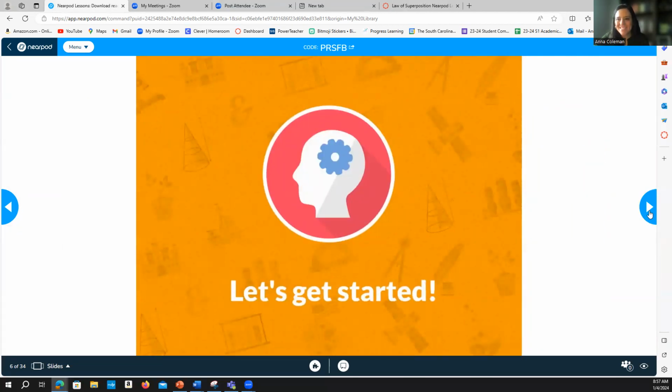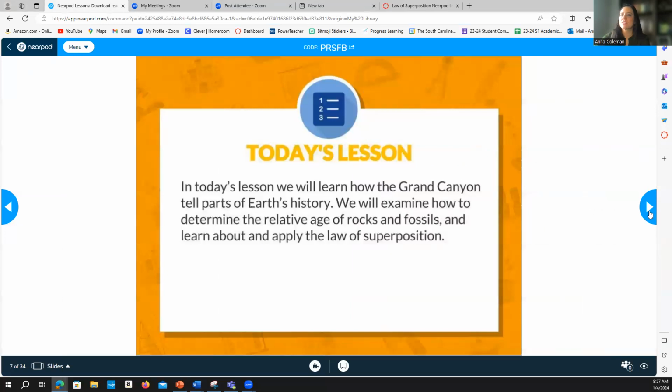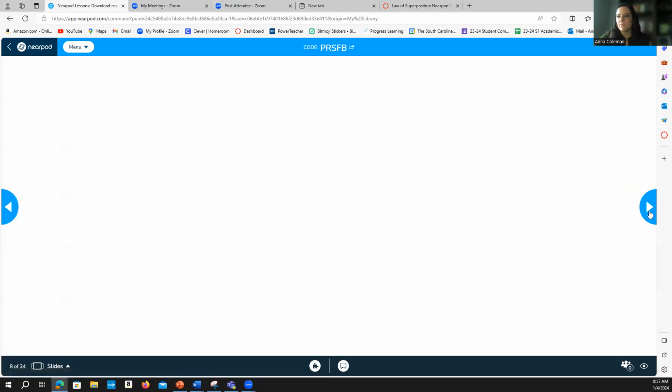So let's get started. All right, so in today's lesson, we're going to learn how the Grand Canyon, which I want to go there. If you have gone there, I would love to see pictures. But we're going to examine how to determine the relative age of rocks and fossils, and learn about and apply the law of superposition.